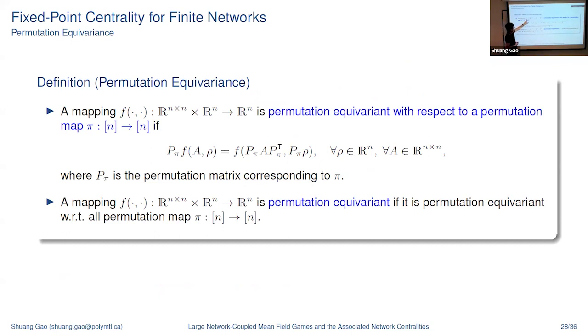When we look at a map that takes a matrix and a vector as input and produces a vector of the same dimension, we call such a mapping permutation equivariant if permuting the input is equivalent to permuting the output of the original mapping directly. If this holds for all the permutation maps pi, then we call such a mapping permutation equivariant.